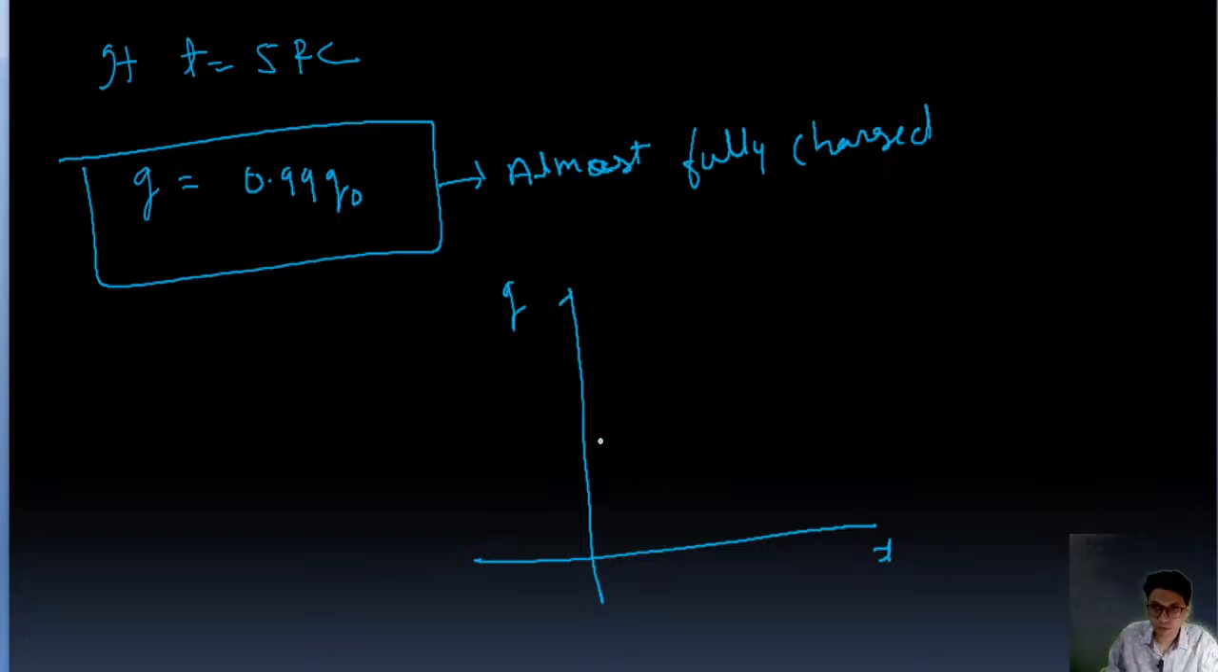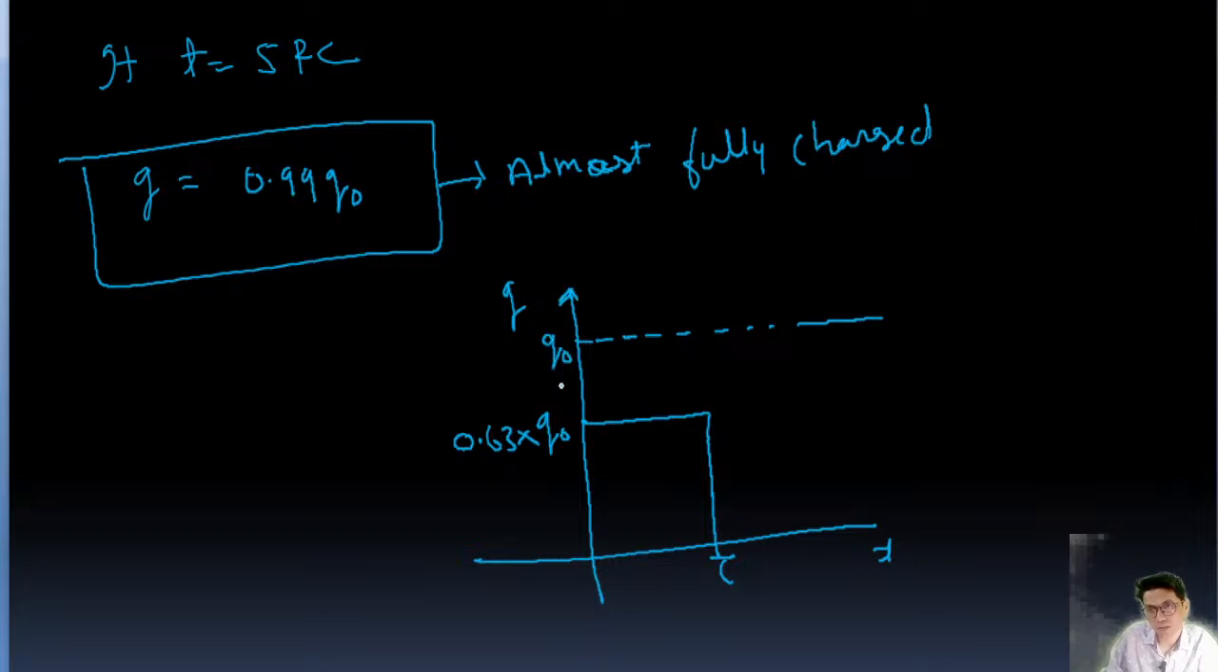So we can take like this, this is tau, and this is q0. This value is 0.63 q0, this value is 0.63 q0, and this value is q0. This is q, this value is q0, and this is 0.63 q0.